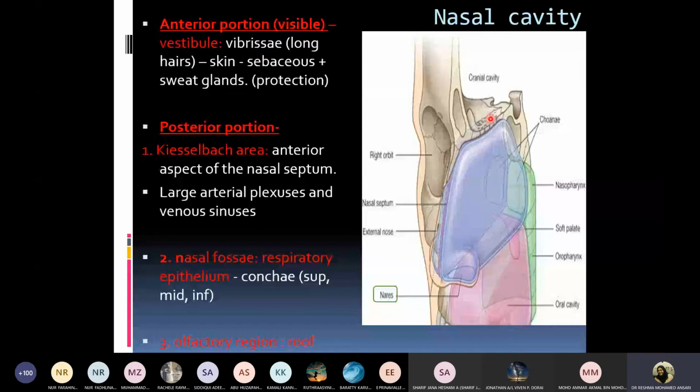Even in COVID, they have loss of smell and loss of taste, right? They have anosmia and ageusia.